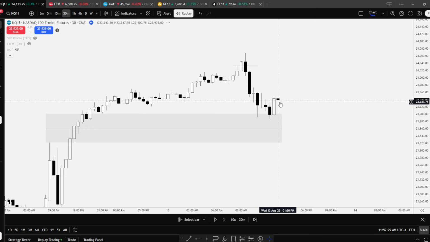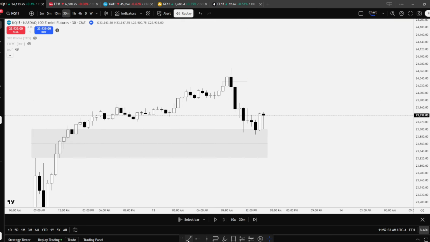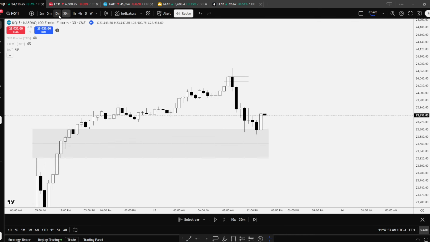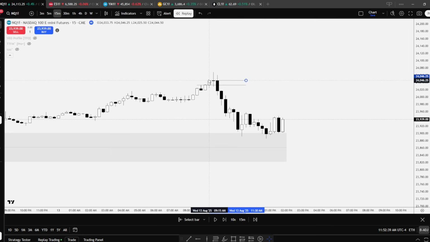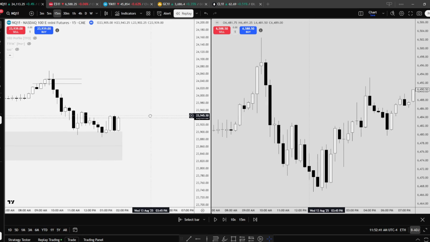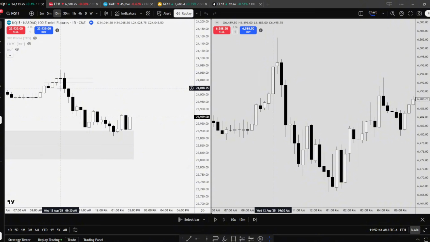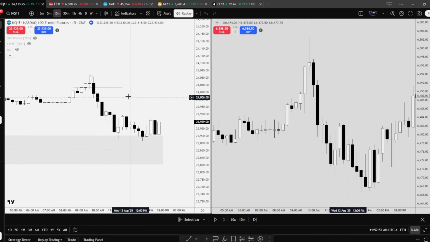Now heading down to the 30-minute, we can see the 30-minute has put in a reversal candle at 9:30. Now if we head down to the 15, is this ES? Yes. We actually put in an SMT. So we have SMT with this high here. This candle is this candle, this candle is this candle. So we have an SMT.